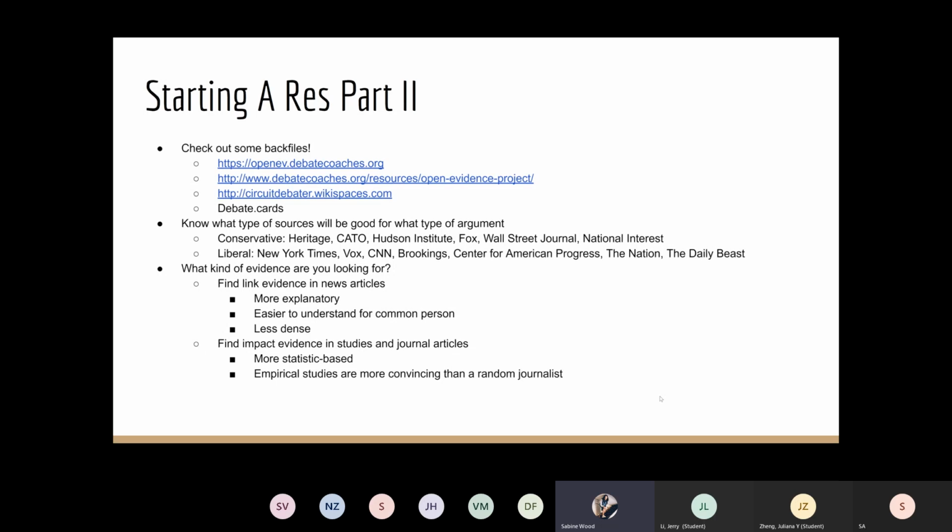And it will be easier for your judges to understand and it's less dense, but it will still have enough nuance to give you link evidence. But if you're looking for impact evidence, it's usually a lot easier to find it in studies or journal articles because they're usually focused on statistics, and most impacts have some statistical warranting behind them. And also because empirical studies are going to be a lot more convincing, because if you can show that your impact actually materialized in the past, that's going to be a lot more convincing than a news article that's just based on rhetoric.